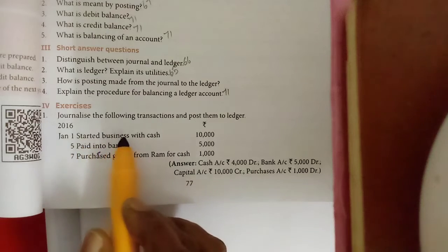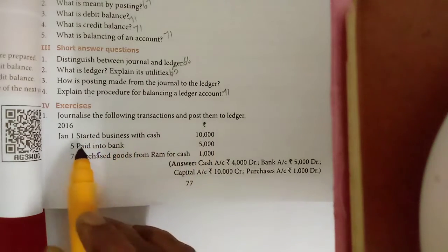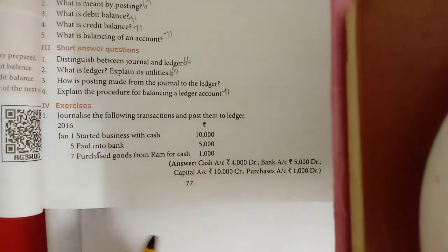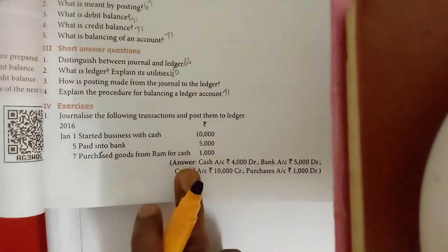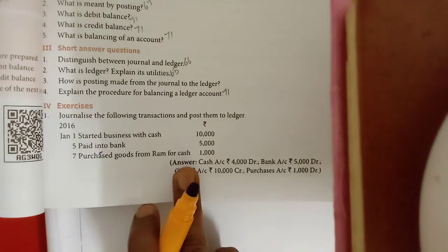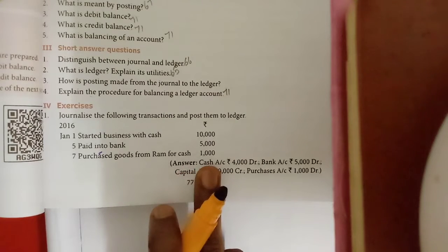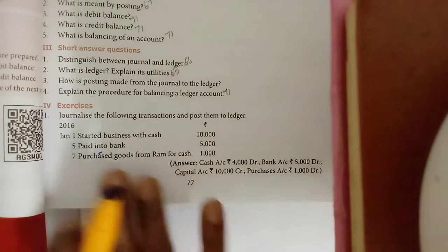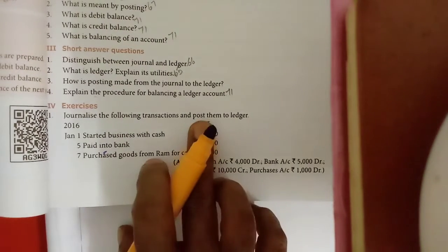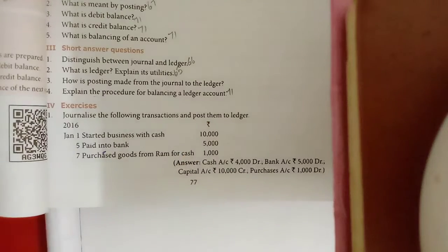2016 January 1: started business with cash, paid into bank, purchased goods from Ram for cash. They may ask this one for 5 marks. 3 entries. Sometimes they will ask only one account to prepare. If they ask only the cash account, we have to add the balancing and totaling, which I will teach you. Now they have asked only to post them, so no need to balance them.